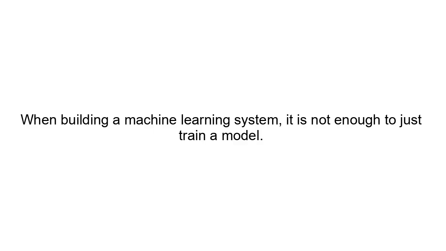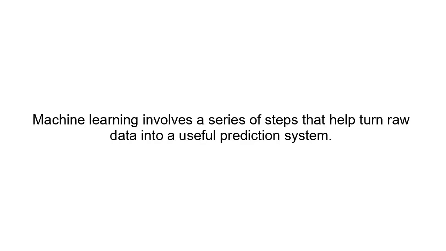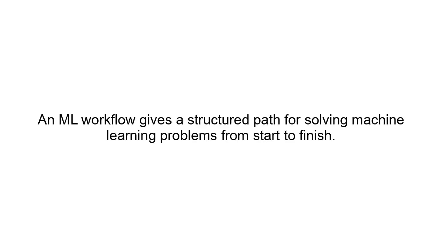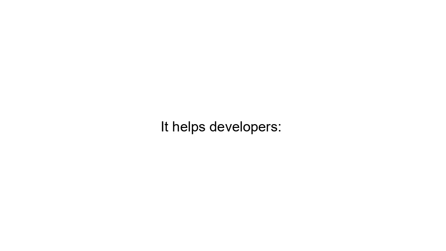Introduction. When building a machine learning system, it is not enough to just train a model. Machine learning involves a series of steps that help turn raw data into a useful prediction system. This process is called the ML workflow. An ML workflow gives a structured path for solving machine learning problems from start to finish. It helps developers understand the problem, collect and prepare data, train models, evaluate results, improve performance, and deploy the final system.